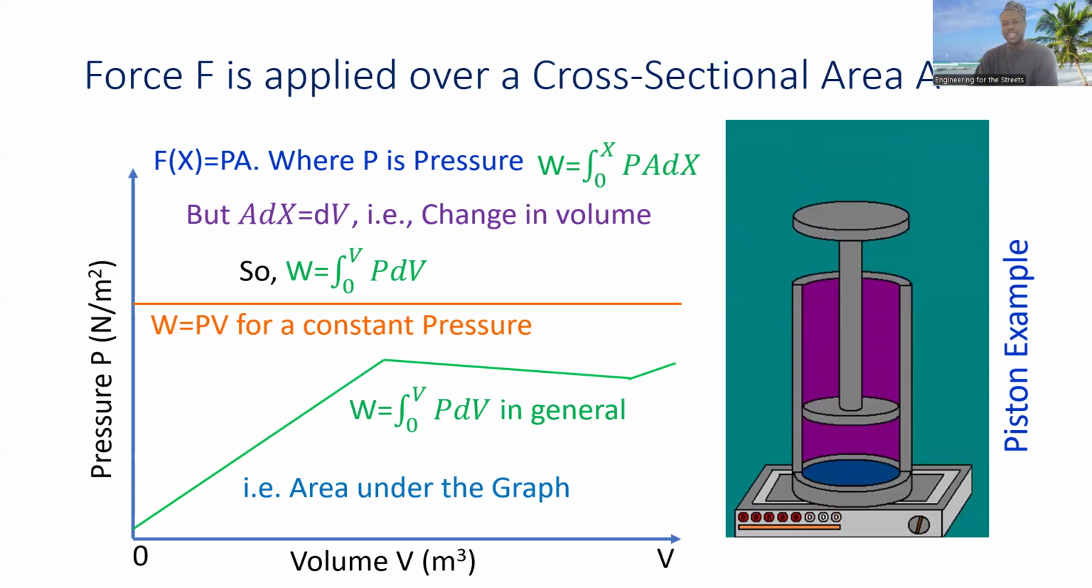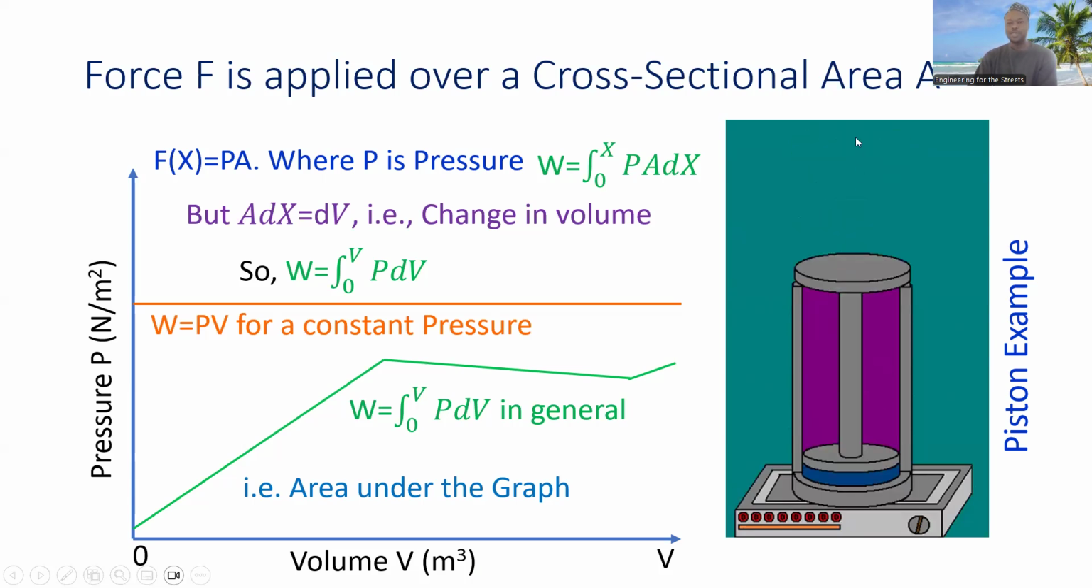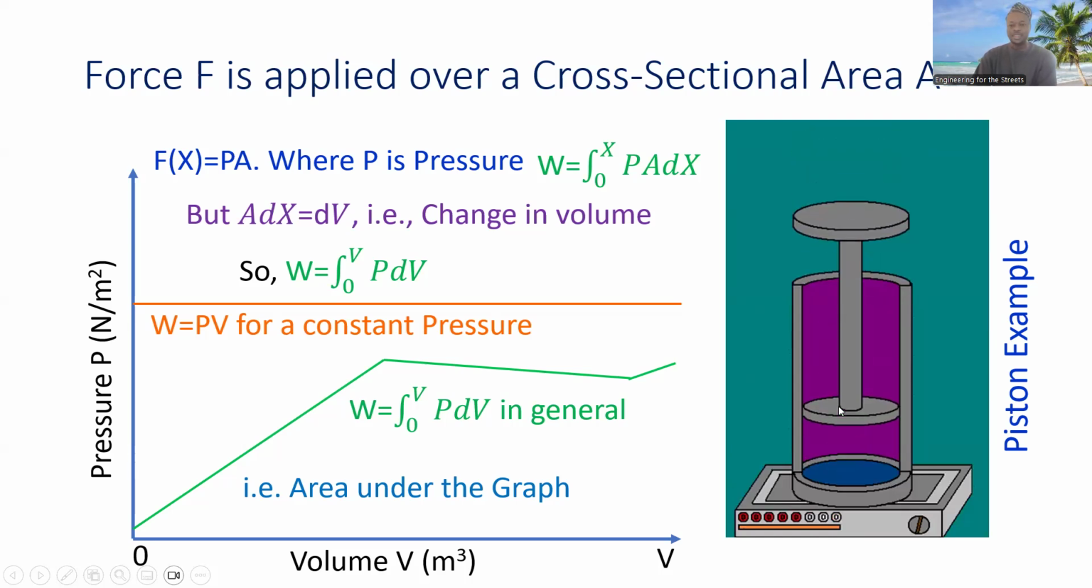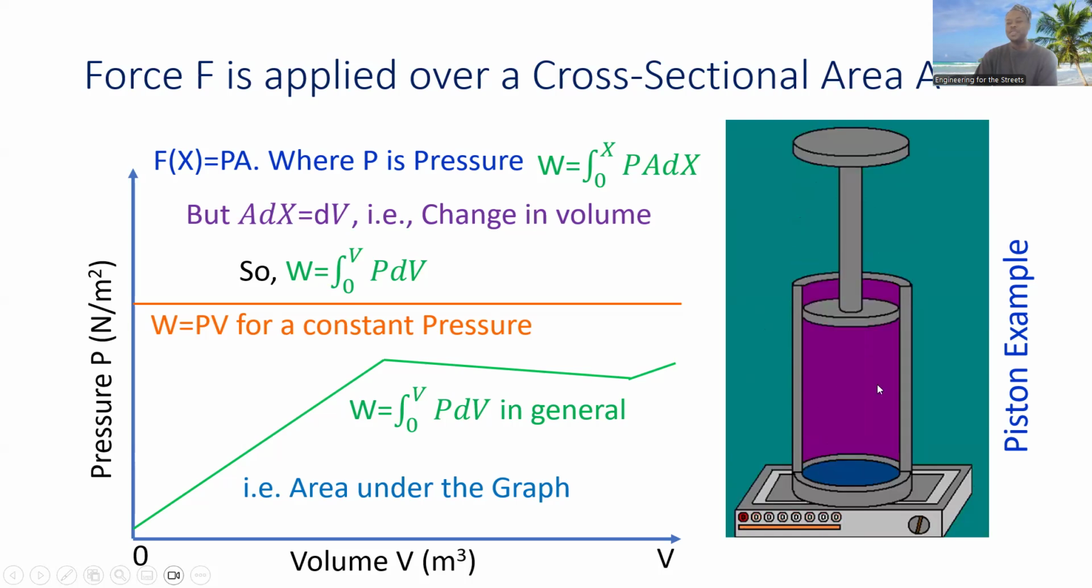Remember, in a practical system, the force applied, like here in a piston, as you see in the reciprocating piston here, is applied over a cross-sectional area, in this case, the area of this circle. So when the piston moves through the gas, compressing or expanding the gas, it moves through a cross-sectional area. And that cross-sectional area multiplied by the displacement dx will give you the change in volume. So A dx is equal to dV. That is change in volume.